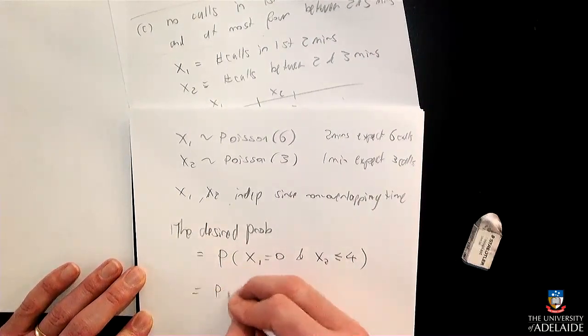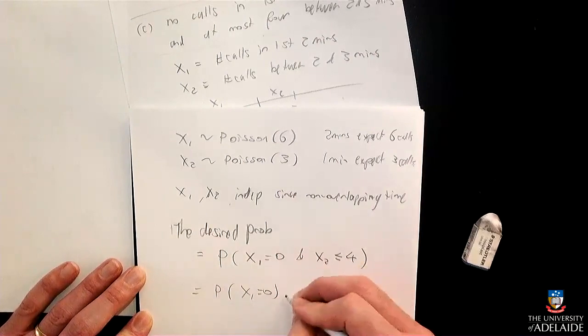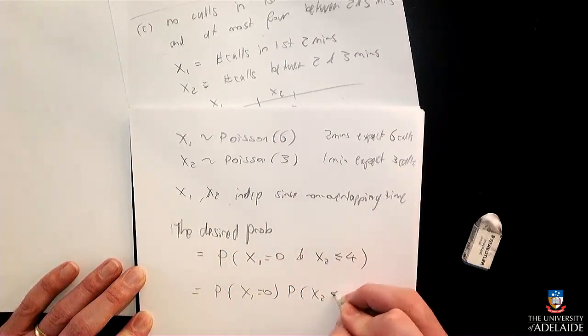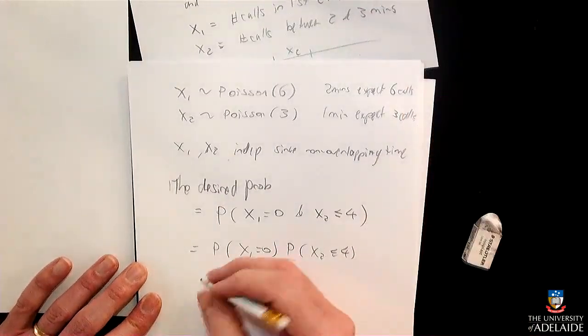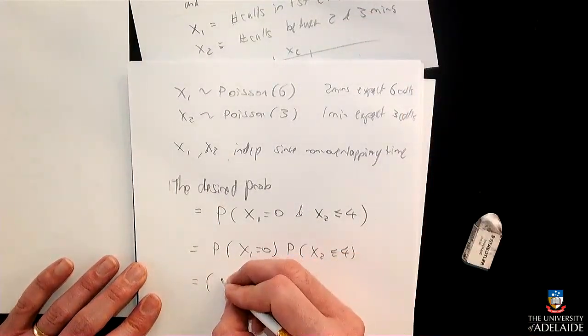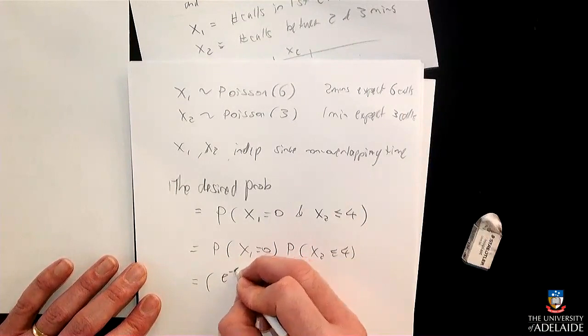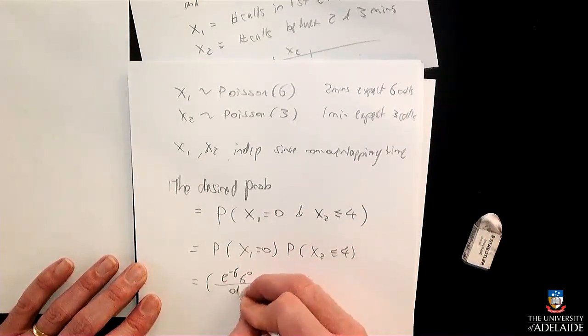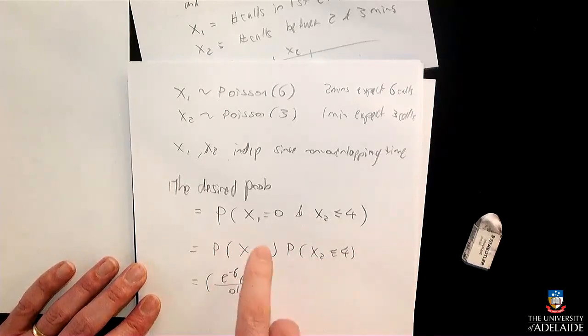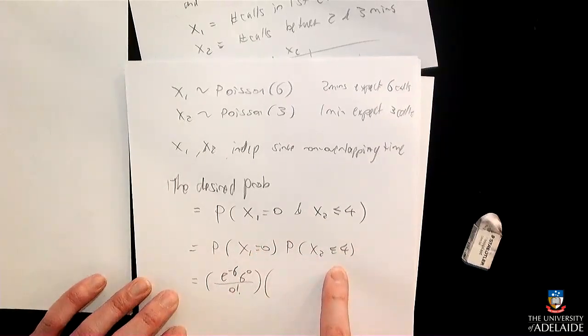Which would be the probability that x1 equals 0 times the probability that x2 is less than or equal to 4. And so this one is e to the minus 6, 6 to the 0 over 0 factorial. That's that one. And this would be the sum of several of them.